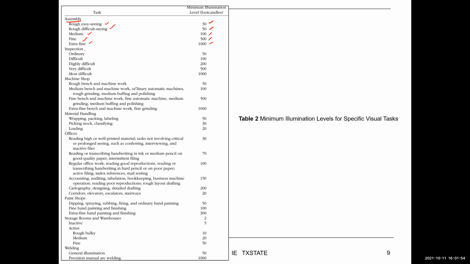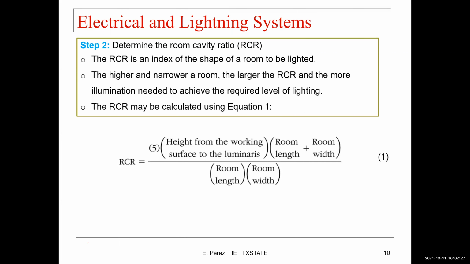If you're doing inspection, working in a machine shop, depending on the type of work that is performed, for material handling, for offices, paint shops, welding, and so on, this is information that is already tabulated. You will know the minimum illumination according to the different types of tasks that you're going to be performing in the facility. And then using that information, we can continue.